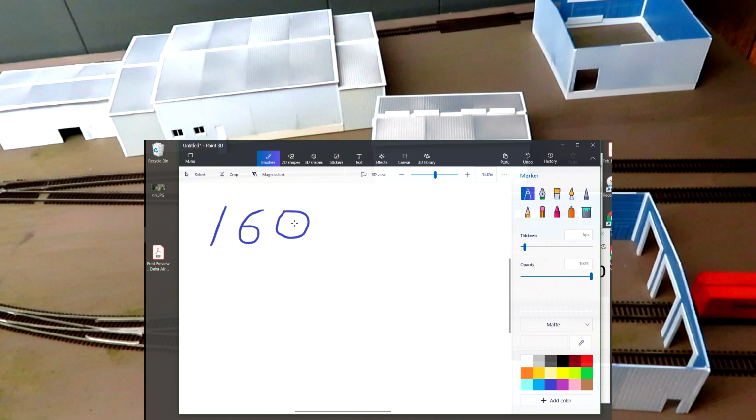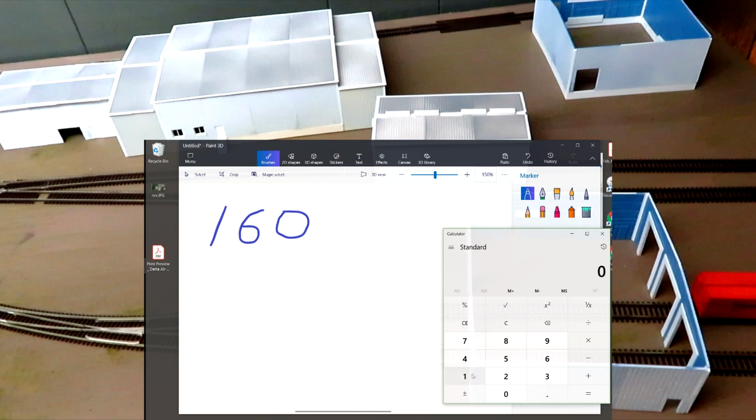So for 1 foot in N scale, that would be equivalent to 160 feet of prototype. Now, the best way to deal with this, though, is we don't normally want to think of our N scale in feet. So we really want to look at it in inches. So what we want to do is get out a calculator, divide 160 by 12, and that gives us 13.33333, and that converts it to inches.